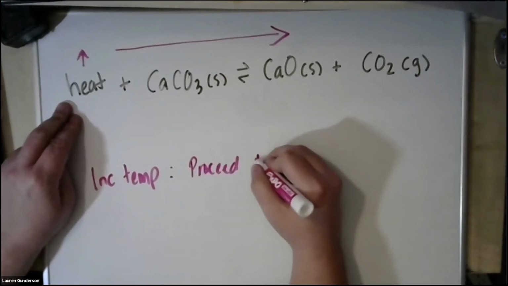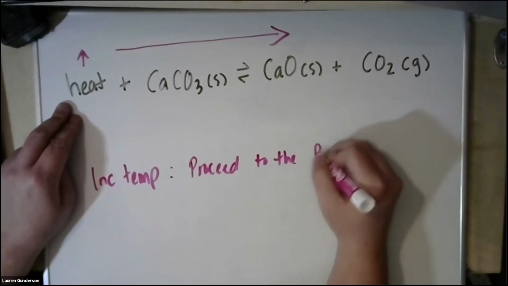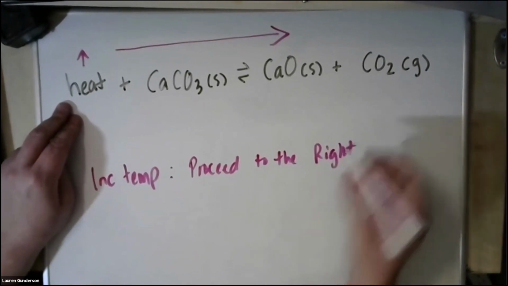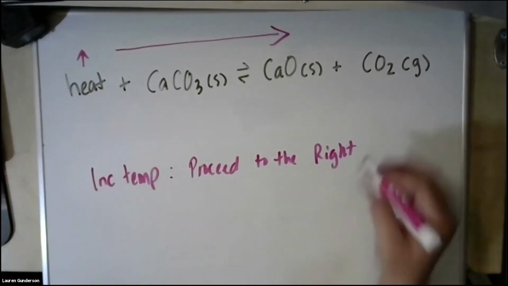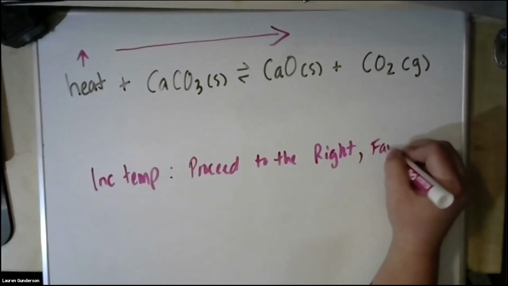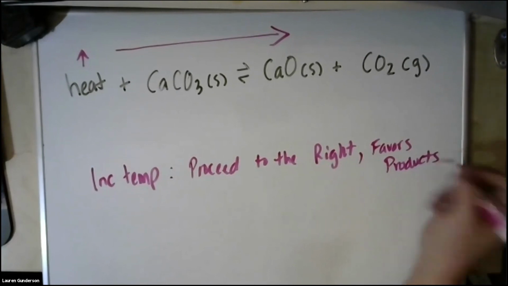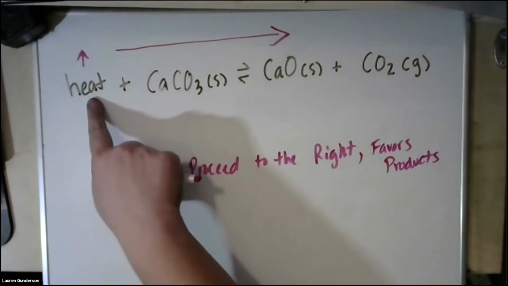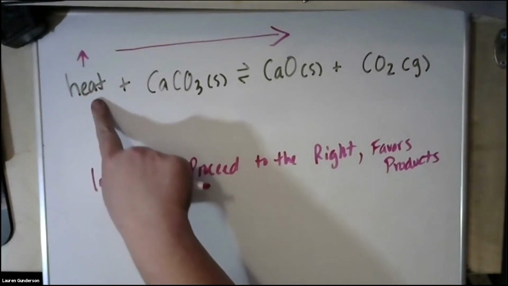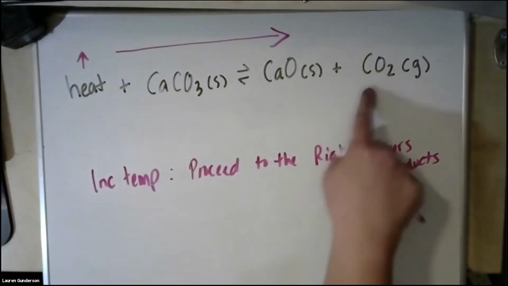So it's going to proceed to the right. Another way we can write this is we can say that it favors products, because as it's trying to get rid of that excess reactant, it ends up making more of our products.